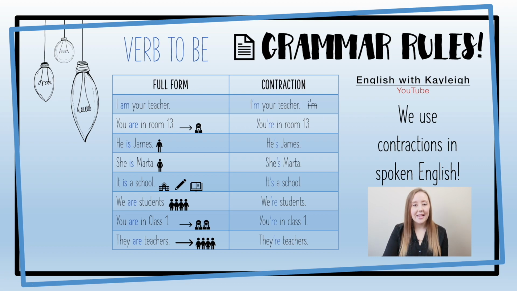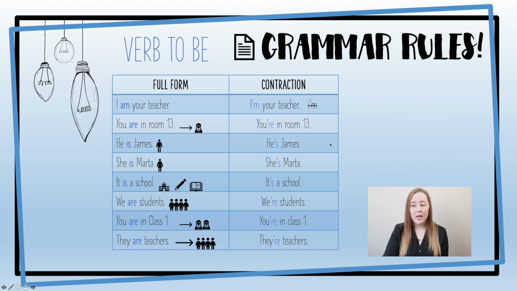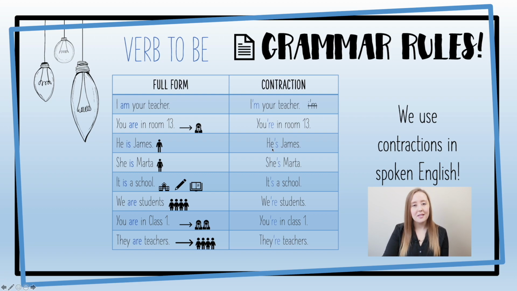What about the next one? He is James. So don't forget, he is for the man, the male version. We can contract these two words and say, he's James. Listen again. He is James. He's James. So it sounds a lot quicker to say, and it's something that you can hear in spoken English all the time. What about this one? She is Marta. She's Marta. So again, we have this contraction.